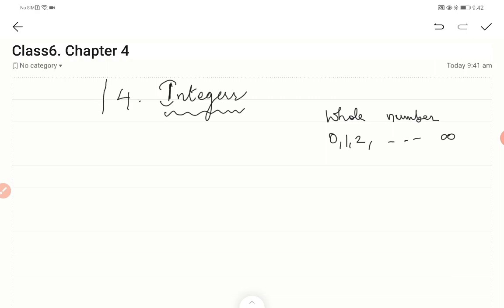Not so much in depth about integers. In depth, you are going to study it in your class 7. But you will get a clear idea of what integers are, and you have to understand how to add and subtract integers.